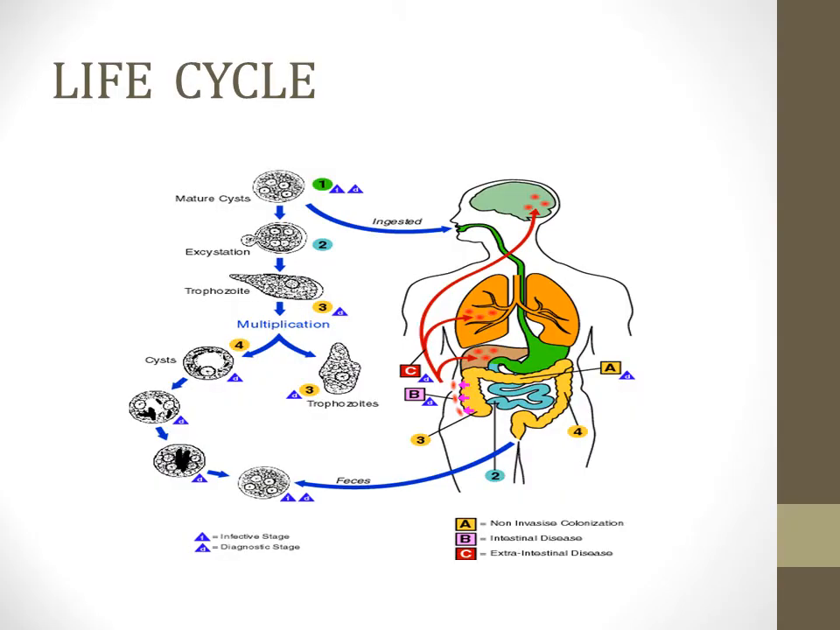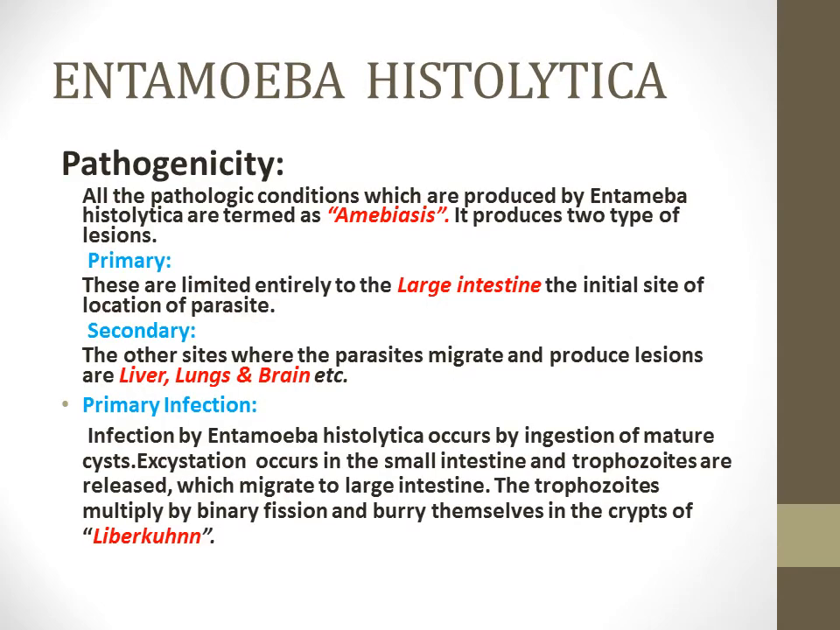So this is the life cycle of Entamoeba histolytica, again showing the mature cysts that are transmitted through the oral route into the human body, where they pass through the small intestine and ultimately into the large intestine, afterwards producing infection in different organs, and the cysts are again shed.